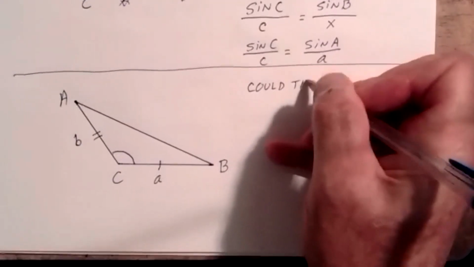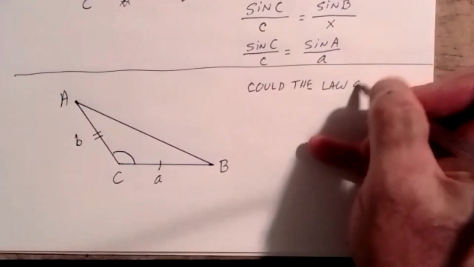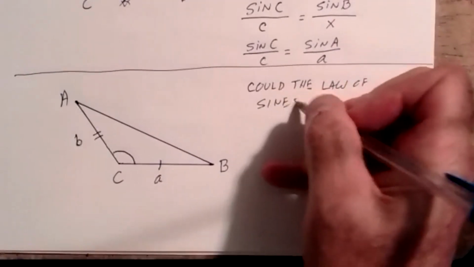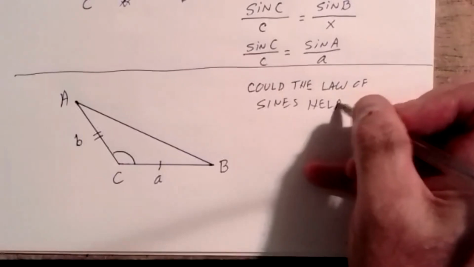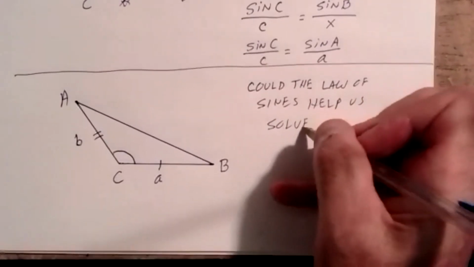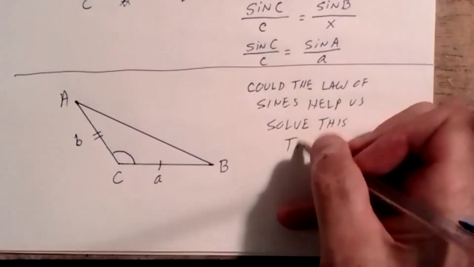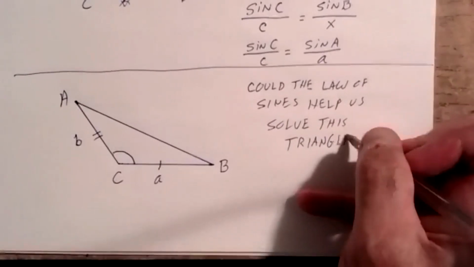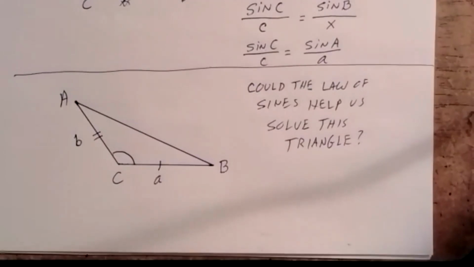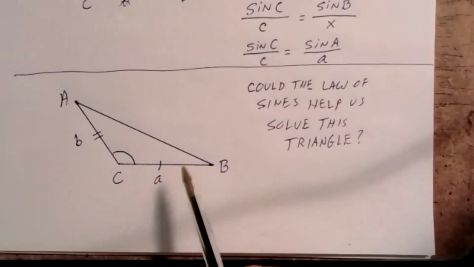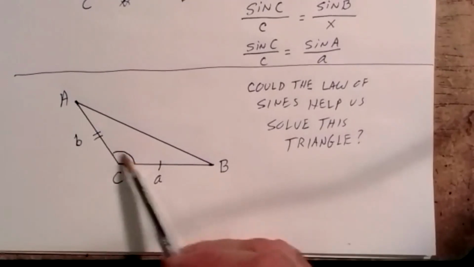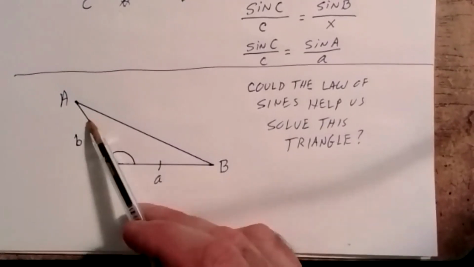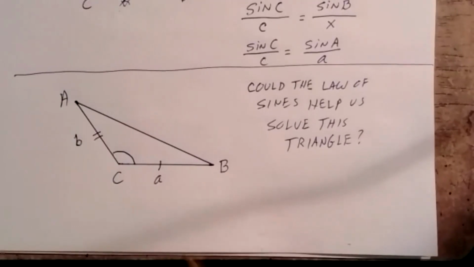Could the law of sines help us solve this triangle? Anybody want to weigh in on this? You think the law of sines will help us solve this triangle if we know side A's length, side B's length, and angle C? We don't know angle B, we don't know angle A, and we don't know the length of side C. Ladies and gentlemen, do you think the law of sines would work here? Anybody want to take a stab at this?